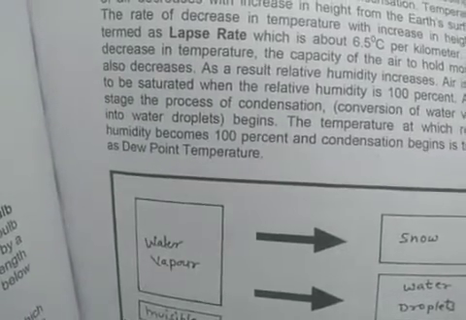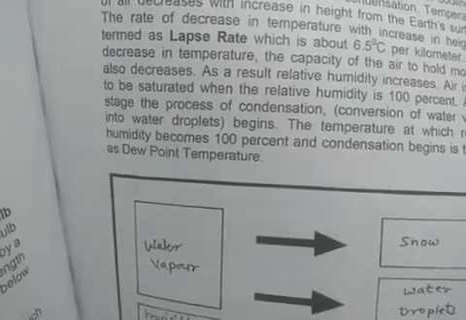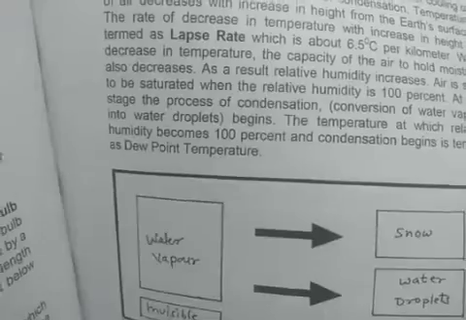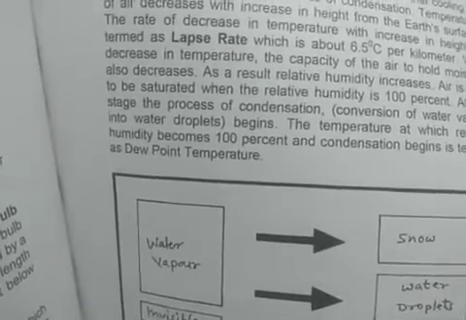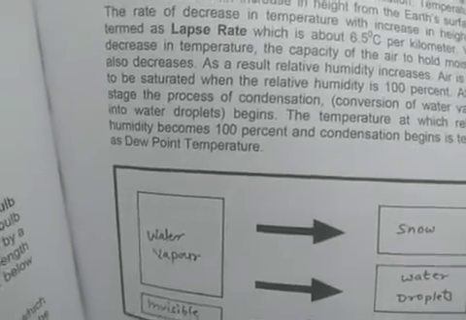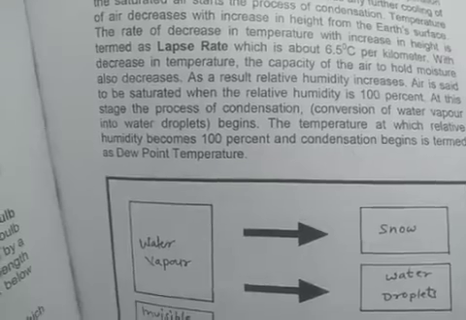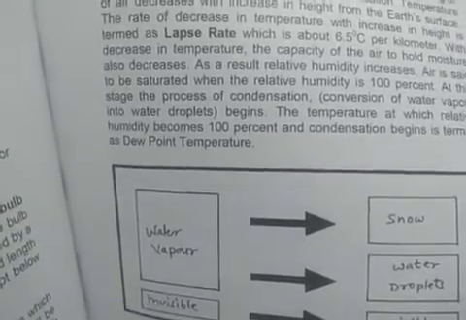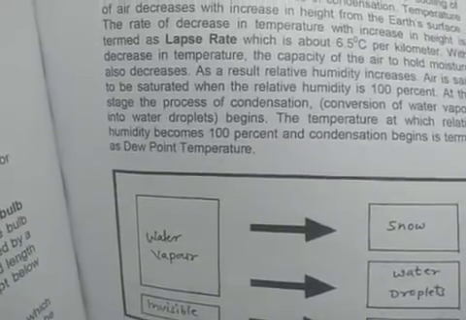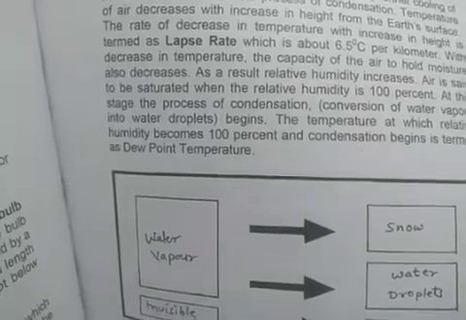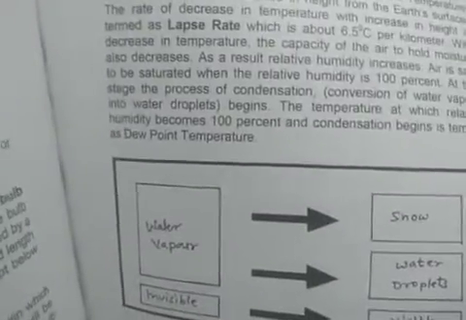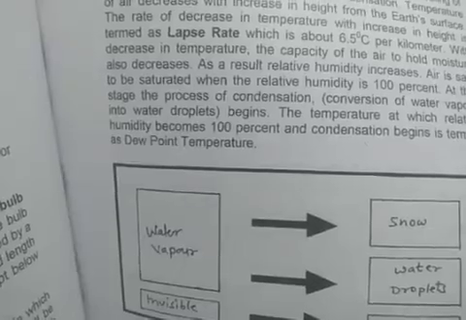Temperature of air decreases with increase in height from the Earth's surface. The rate of decrease in temperature with increase in height is termed as lapse rate, which is about 6.5 degrees Celsius per kilometer. With decrease in temperature, the capacity of the air to hold moisture also decreases. As a result, relative humidity increases.